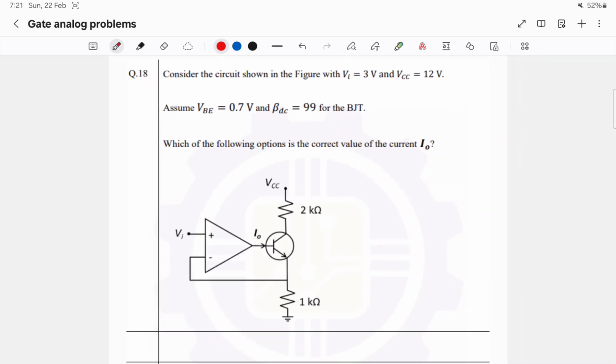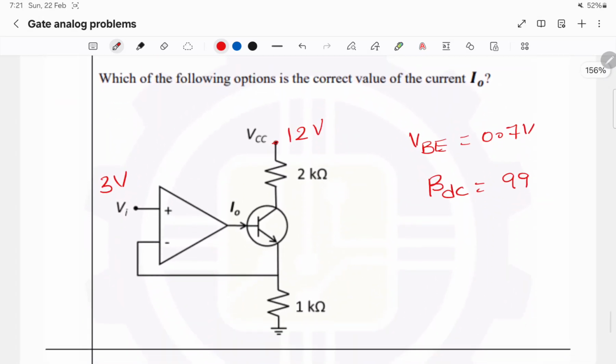In the next question, they have given VBE of the BJT is 0.7 volts, beta is 99, VCC is 12 volts, input voltage is 3 volts. So before solving this question, we have to check whether this loop is in negative feedback or not. To do that, what we can do is break the loop here.